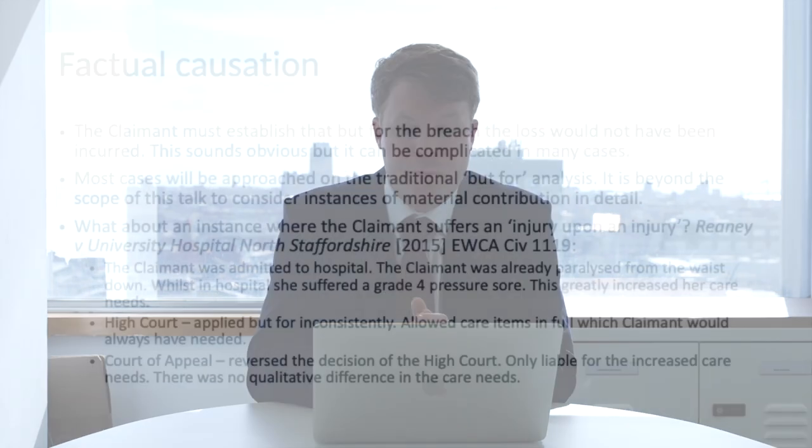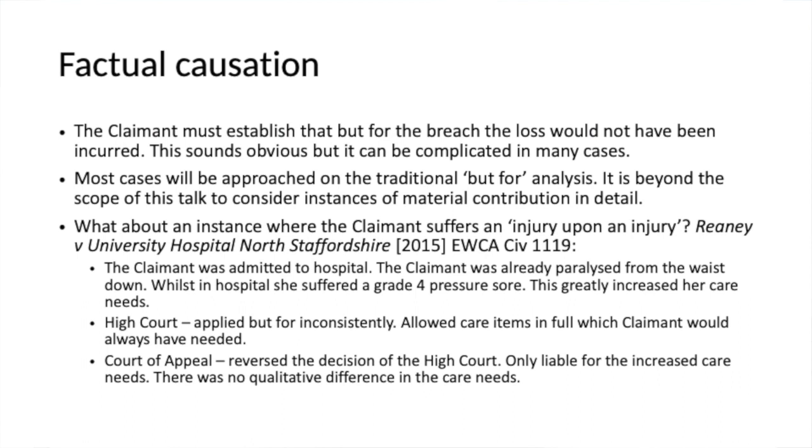Factual causation. The claimant must establish that but for the breach, the loss would not have been incurred. This sounds very obvious, but it can be very complicated in many cases. The vast majority of cases will be considered on the traditional but-for analysis. It's beyond the scope of this talk to consider instances of material contribution in any great detail. So just looking at factual causation, I wanted to raise an interesting area which is very common in schedules and counter schedules, which is the situation where effectively the claimant suffers an injury upon an injury.